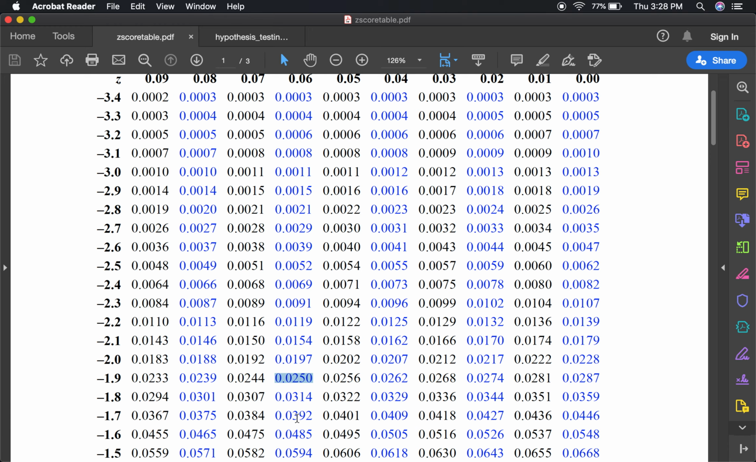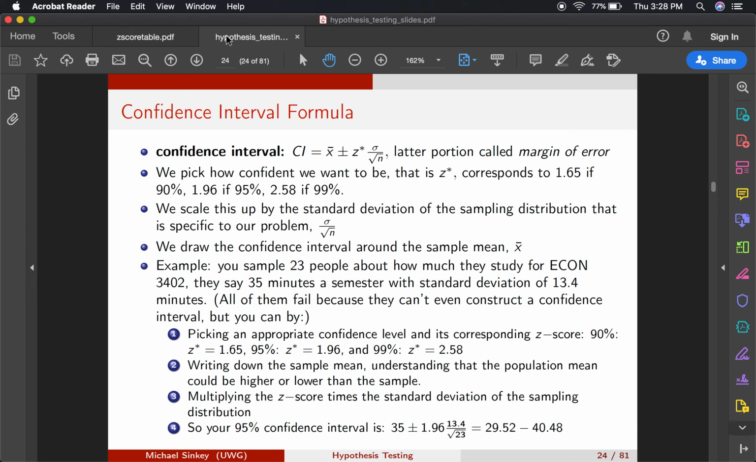And the thought is that, hey, this is the probability of getting a sample that is this distance from the mean. So 2.58 corresponds to 99. So if you want to be more confident, you give yourself more room to work with. Okay, so we draw the confidence interval around the sample mean.